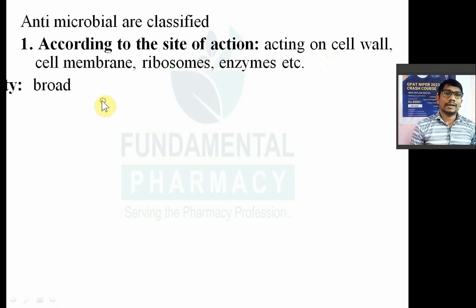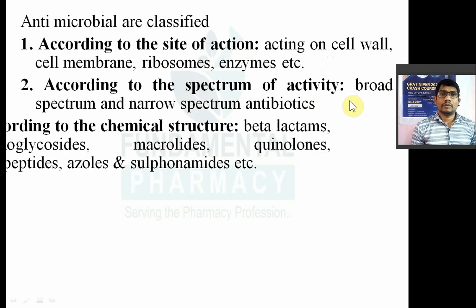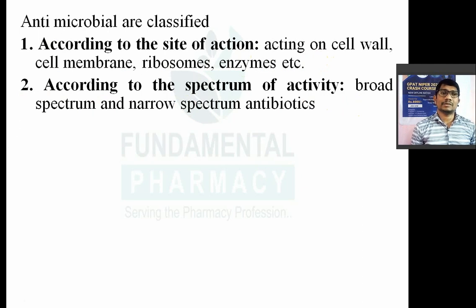Again, antimicrobial drugs are classified according to the spectrum of activity. This means whether they are active against a particular type of organism or against different types of organisms. If an antibiotic is able to inhibit or kill bacteria of a variety of types, then you call it a broad spectrum antibiotic. For example, tetracyclines and aminoglycosides are known as broad spectrum antibiotics.